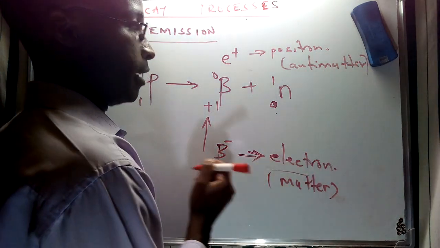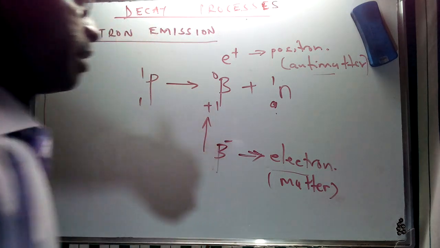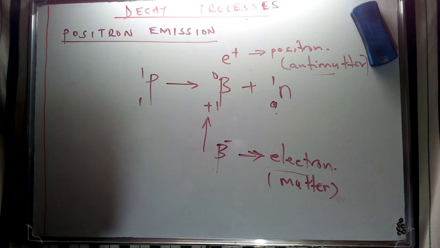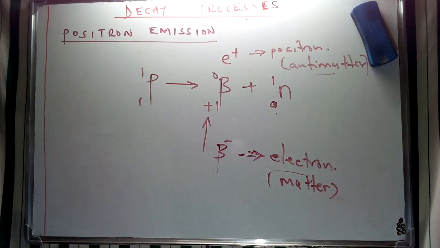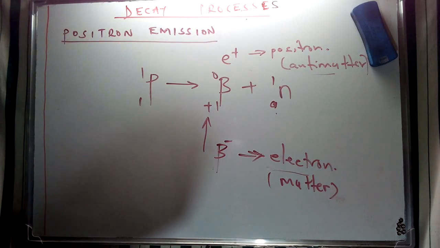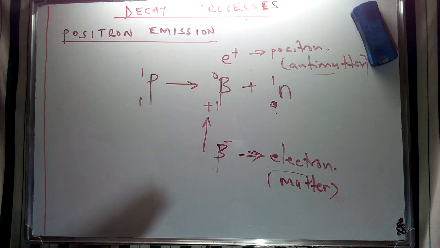So if this one is an electron, then this is going to be an anti-electron, which is, of course, referred to as a positron. Therefore, by definition, we can regard a positron as a particle with the same mass as an electron, but with a positive charge, or an antimatter version of an electron.